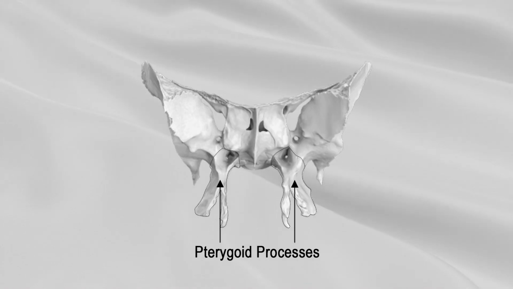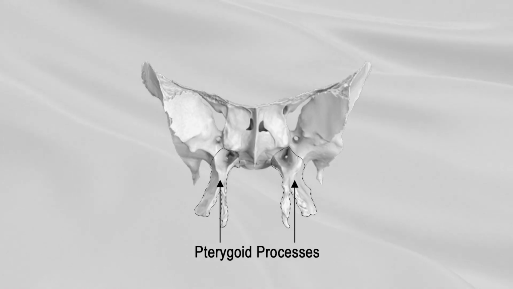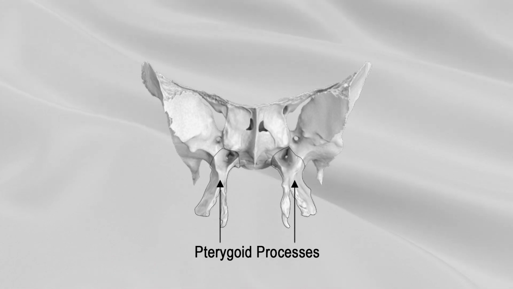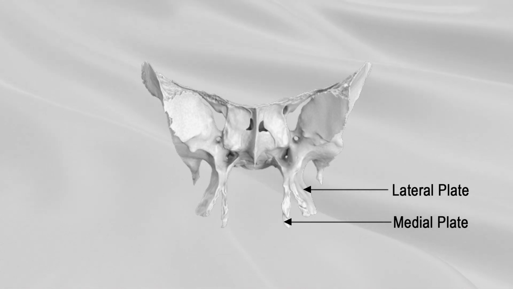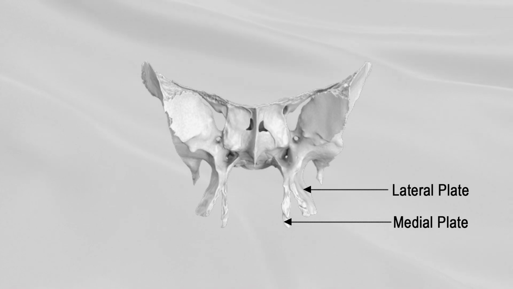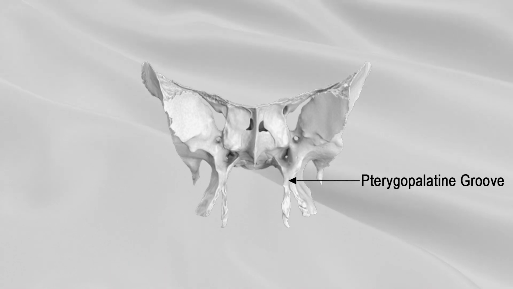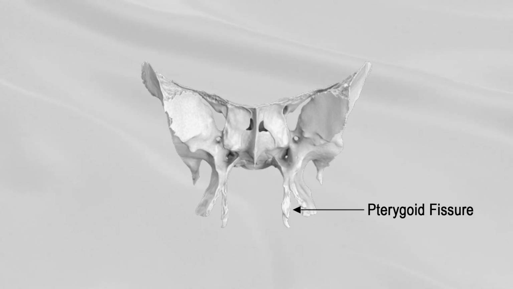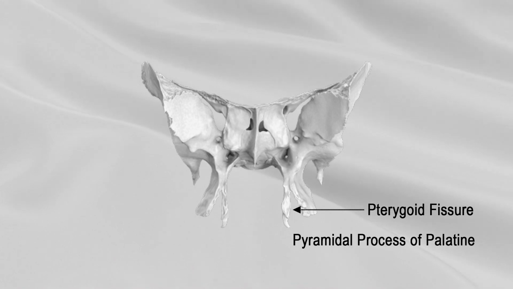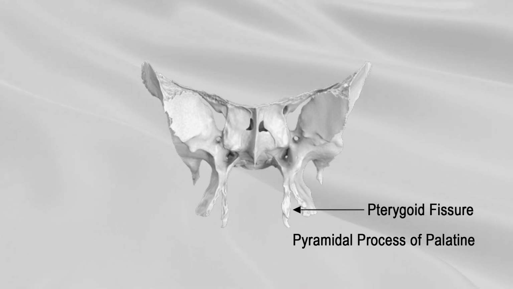The pterygoid processes, one on either side, descend perpendicularly from the regions where the body and greater wings unite. Each process consists of a medial and a lateral plate, the upper parts of which are fused anteriorly. A vertical sulcus, the pterygopalatine groove, descends on the front of the line of fusion. The plates are separated below by an angular cleft, the pterygoid fissure, the margins of which are rough for articulation with the pyramidal process of the palatine bone.